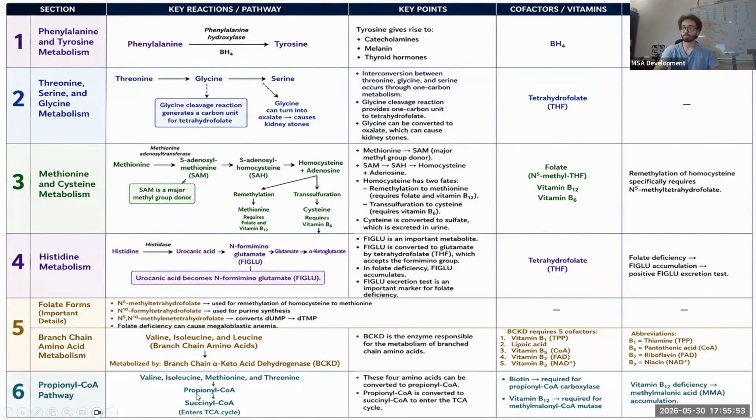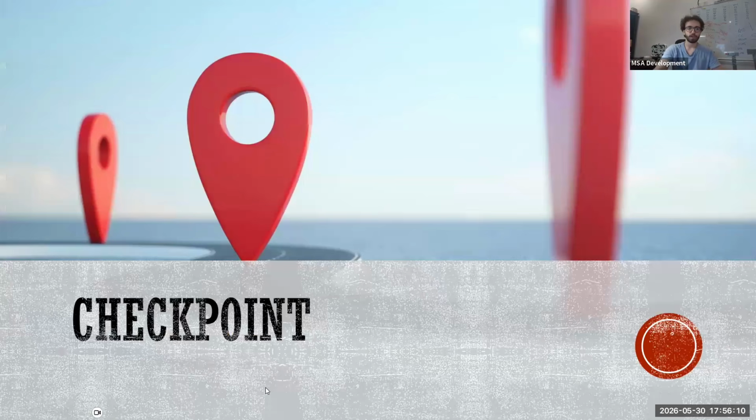Okay? Propionyl-CoA pathway. It was covered in this lecture, but guys, honestly, I will not talk about it because I already explained it in detail with fatty acid oxidation. It's the same. Propionyl-CoA carboxylase, biotin, methylmalonyl-CoA mutase, vitamin B12. I already talked about this long ago, so just review it for your own sake. And this lecture is over. Let's go to the questions.